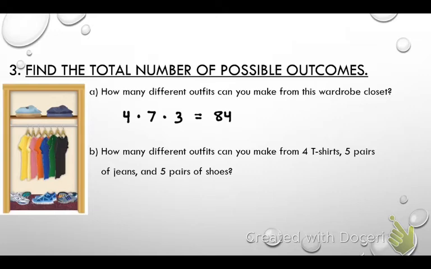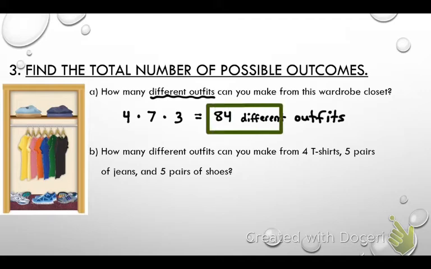So we've got... Okay, you could say 84 possible outcomes. If you look here, it says how many different outfits. So you could also write in different outfits. Either one of those would be fine. Possible outcomes or different outfits. Now, problem B is very similar to what we just did. I want you to try to do problem B on your own.